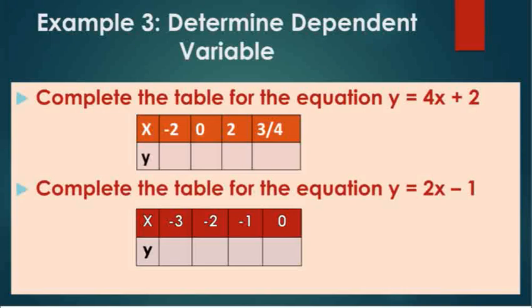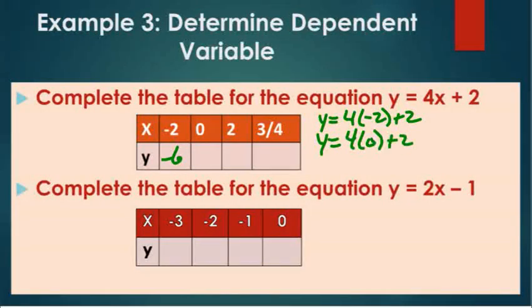Example 3, determining the dependent variable. So here we're given the independent, the x variable, we need to find the y. So if I plug in a -2 in for x, what is y when x is -2? 4 times -2 is -8. -8 plus 2 is -6. What if x is 0? So 4 times 0 plus 2, 4 times 0 is 0, plus 2 is 2.